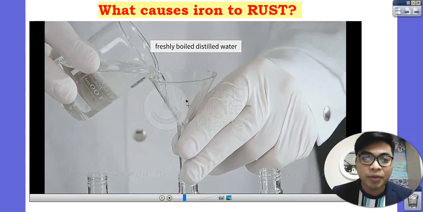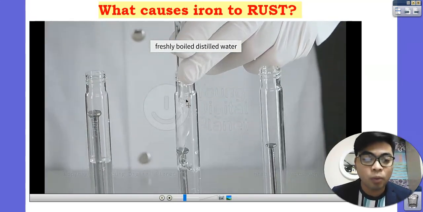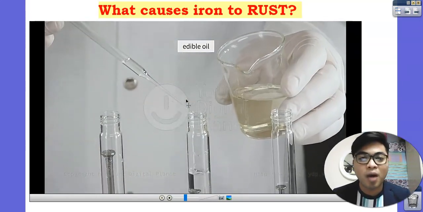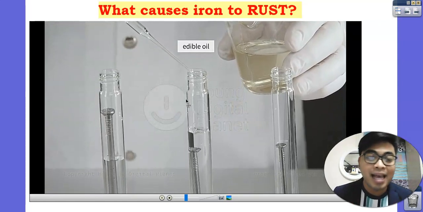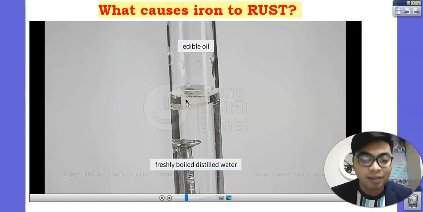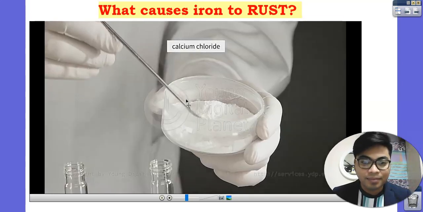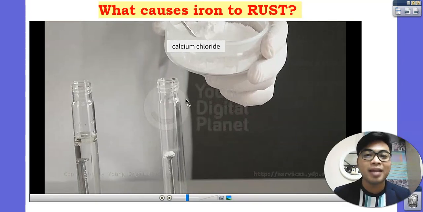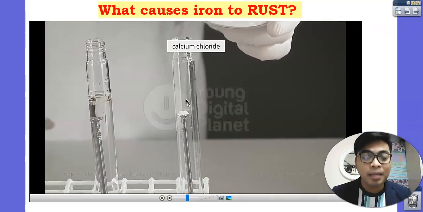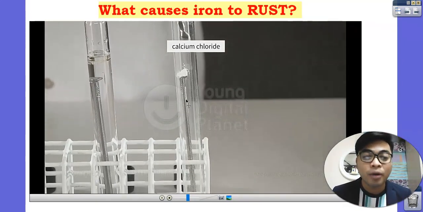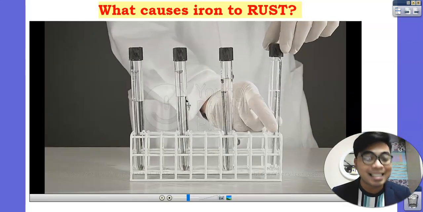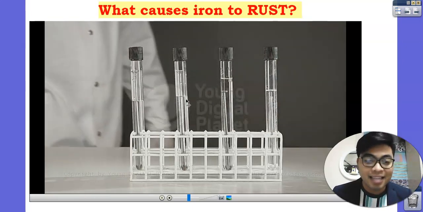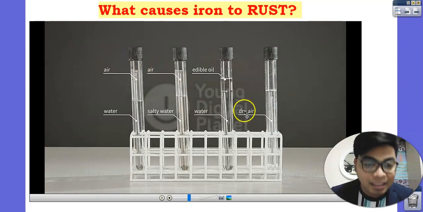On test tube number 3, we're going to put freshly boiled distilled water. But the difference of test tube number 3 with test tube number 1 is that, of course, it's boiled, and we put edible oil on it. And on test tube number 4, we're going to put calcium chloride. Take note that the calcium chloride has the capability to absorb any moisture which is found inside the test tube. So again, test tube number 4 has calcium chloride. It does not contain any moisture because it's being absorbed.